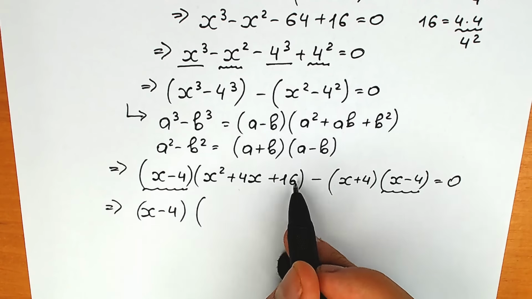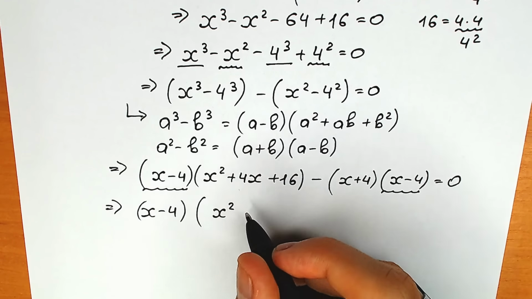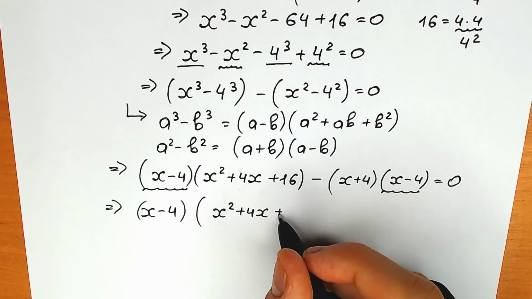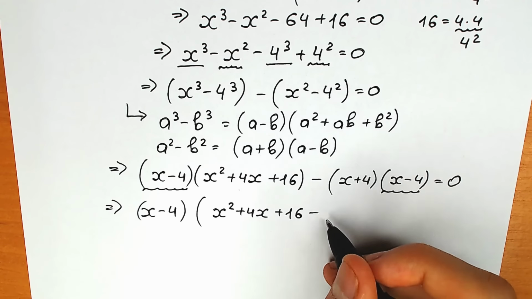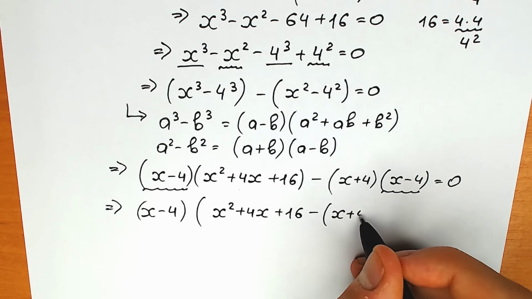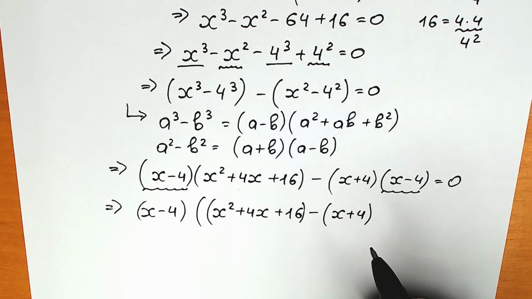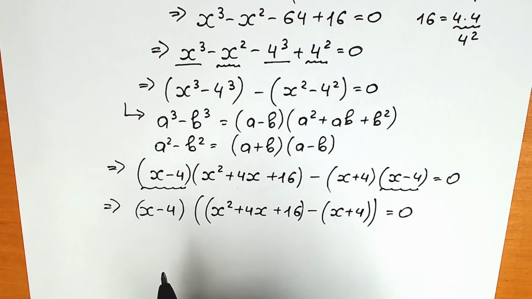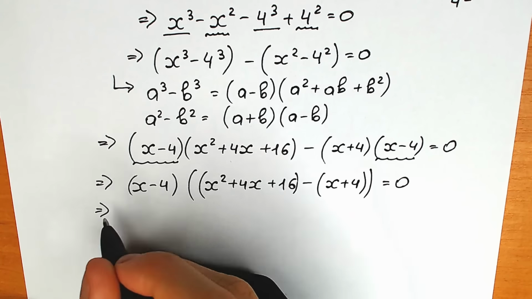We still have this parenthesis minus this one. So as a result, we have x squared plus 4x plus 16 minus (x plus 4) times (x plus 4) equal to 0. We can easily write it, this one inside parentheses, it's going to be correct. Okay, so equal to 0. Right now let's open our parentheses real quick and simplify our second parenthesis.